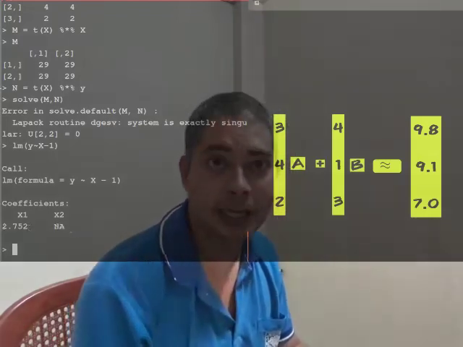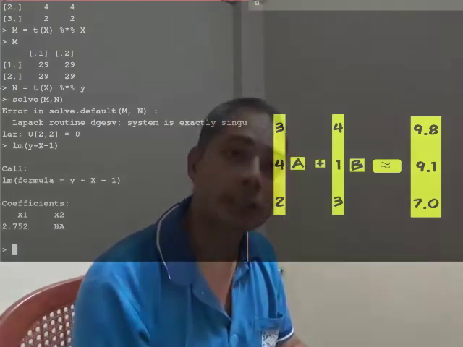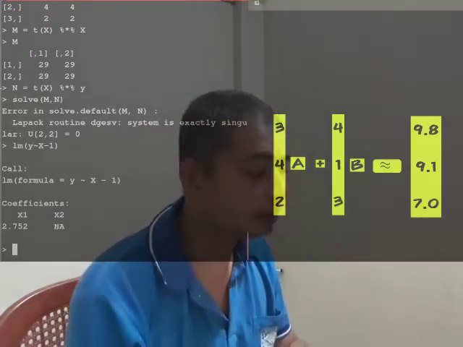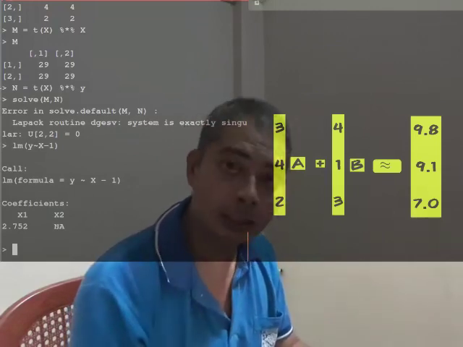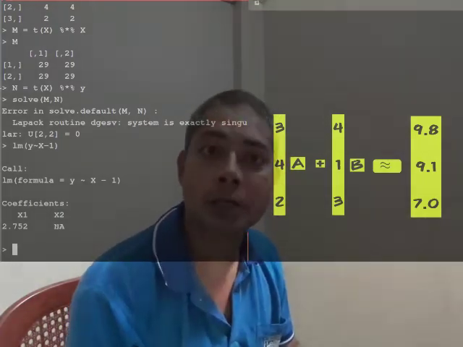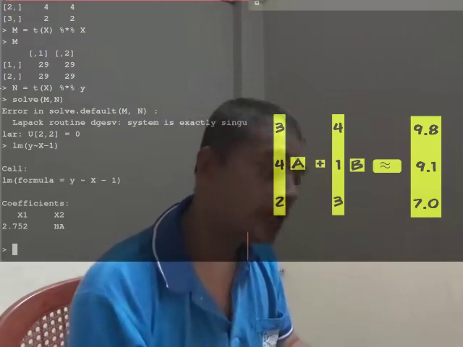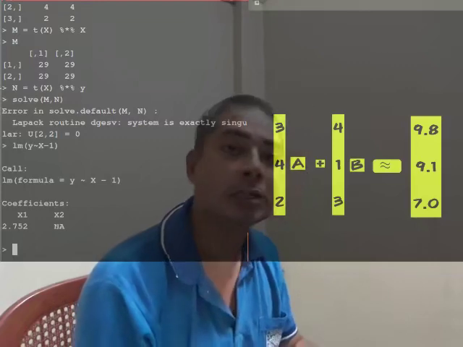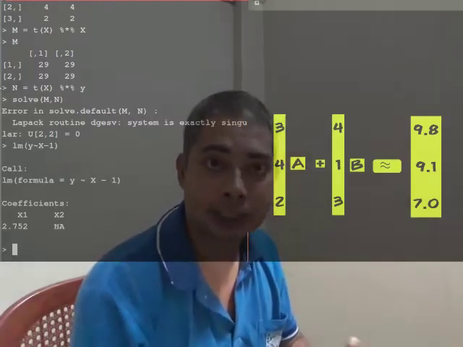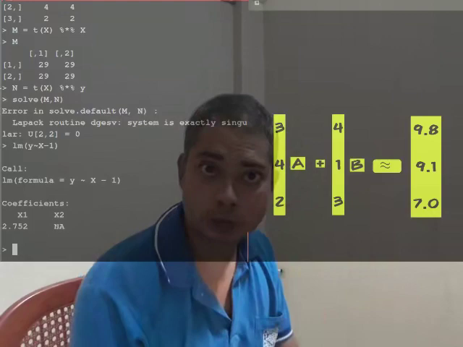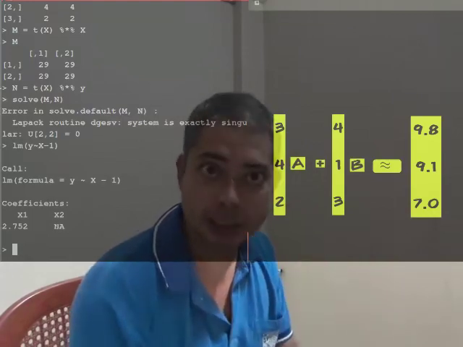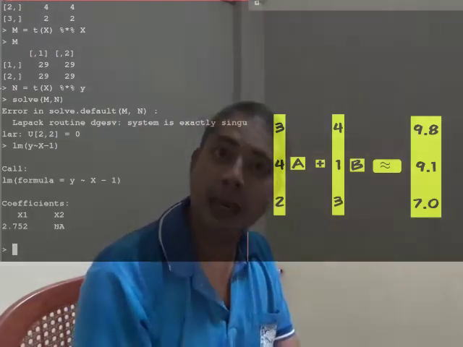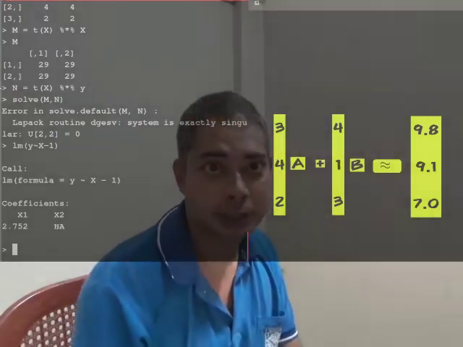So the presence of the NA indicates that this system is actually singular. There are infinitely many solutions, and it also gives you one particular solution. So that is one reason why LM is preferable over the direct X transpose X inverse thing. So we have learned two reasons why LM is preferable. One is numerical stability, which is not apparent in this example, and the other one is that it can handle non-unique solutions in a smart way.